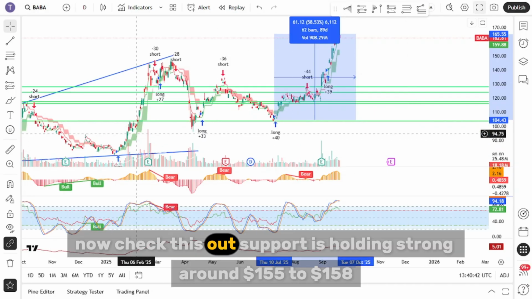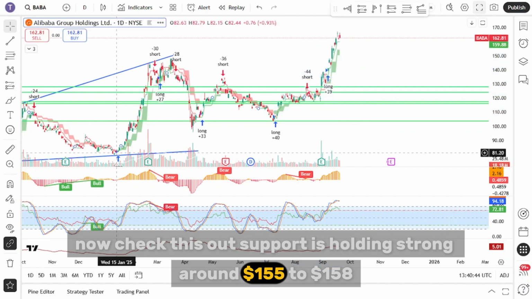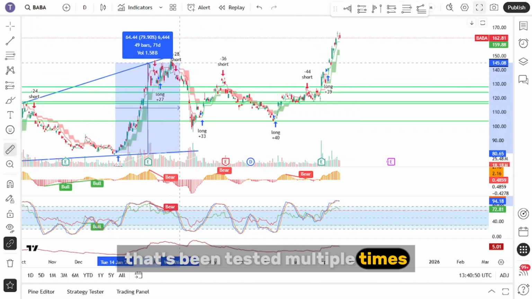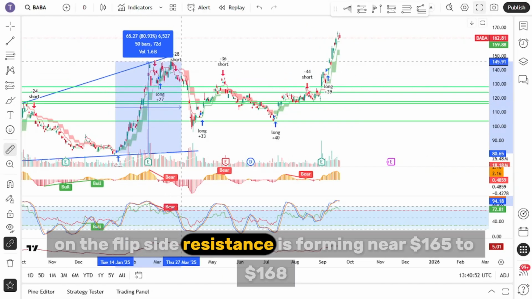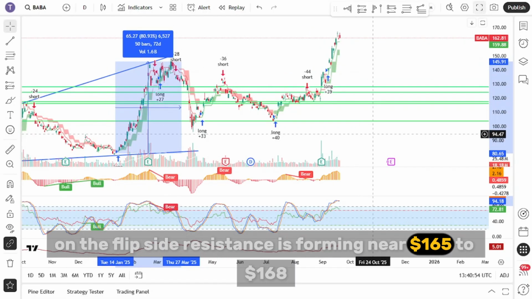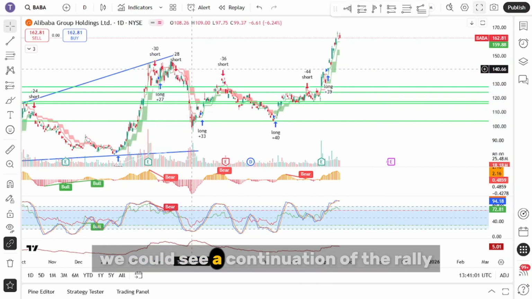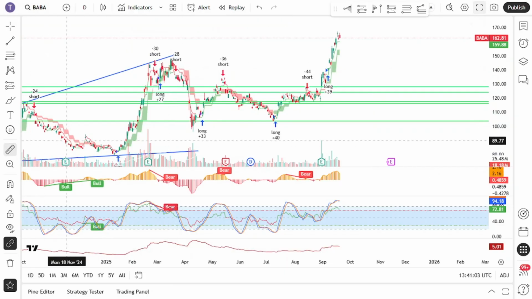Now check this out, support is holding strong around $155 to $158. That's been tested multiple times. On the flip side, resistance is forming near $165 to $168. If we break above that zone, we could see a continuation of the rally.